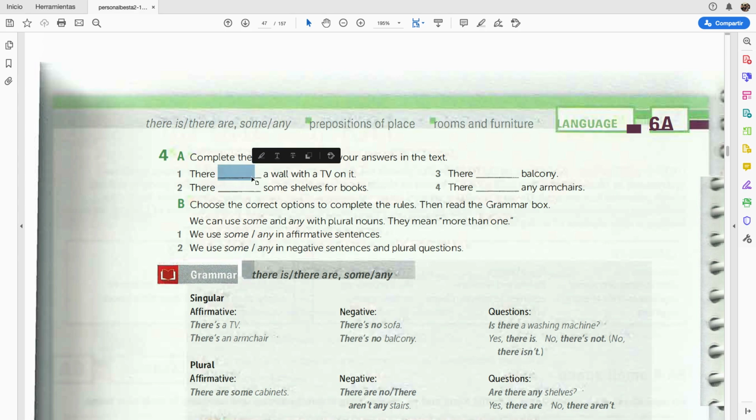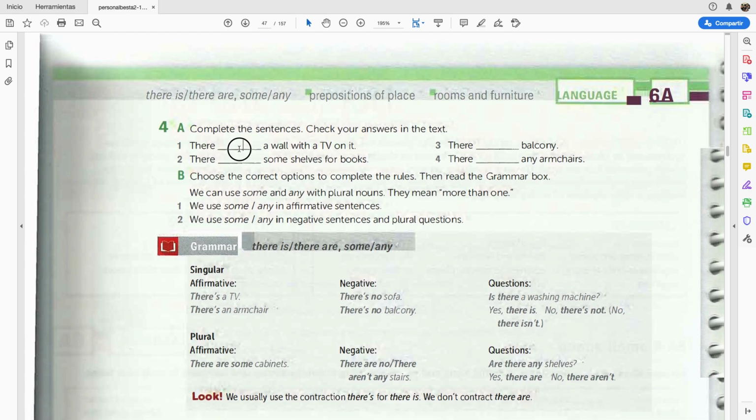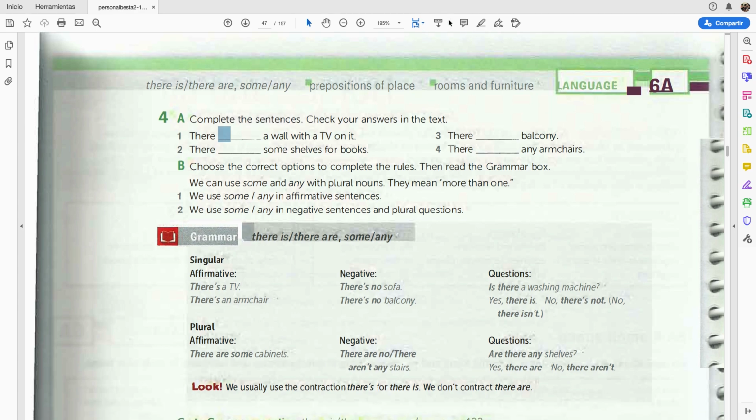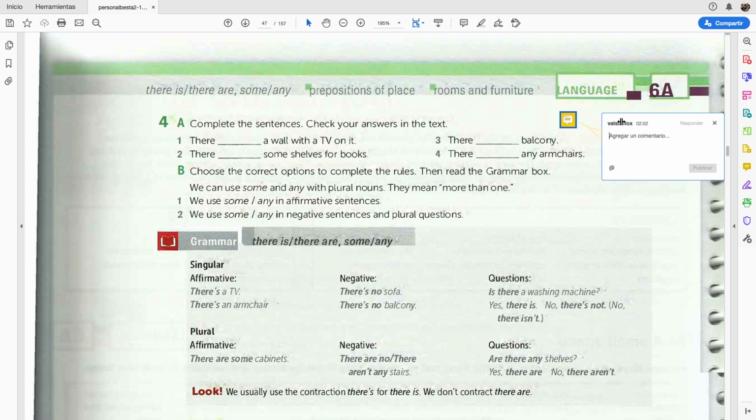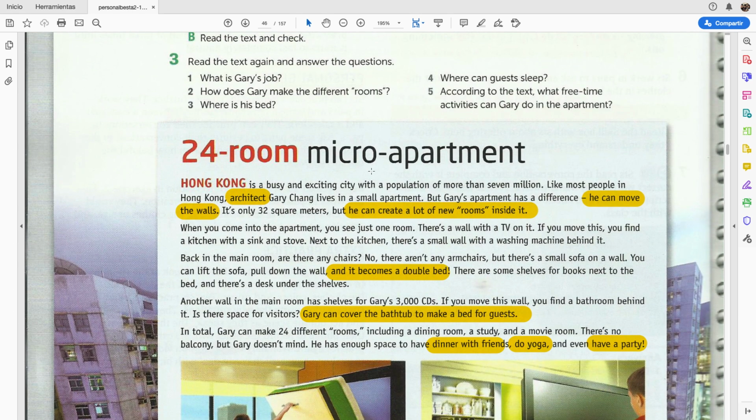So here we have complete the sentences with the correct information. Here there should say there is. Yeah, there is a wall with a TV on it. Let me write here the answers. So in number 1 we have there is. Number 2, there's some shelves for books.